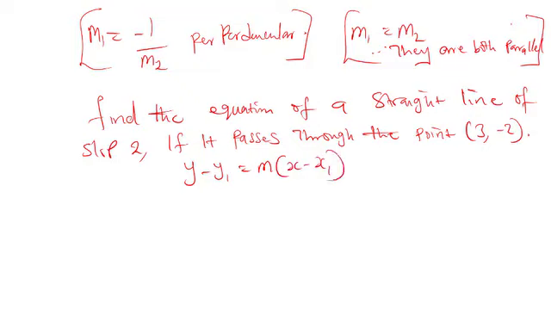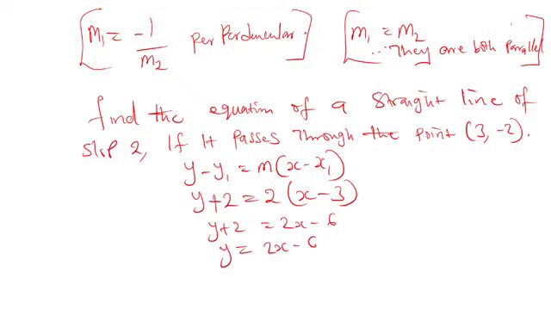We are used to solving this: y minus y1 equals m bracket x minus x1. So y minus y1, which is now plus 2, equals 2 as our slope, in bracket x minus our x1, which is 3. So y plus 2 is equal to 2x minus 6. 2 times this is 2x, then minus 6. So y is equal to 2x minus 6 minus 2, which is 2x minus 8. So y equals 2x minus 8 is the equation of such a straight line.